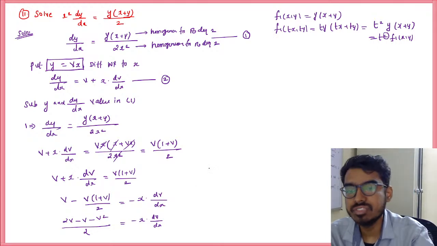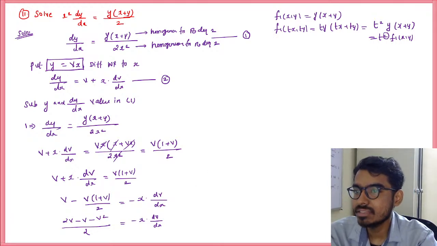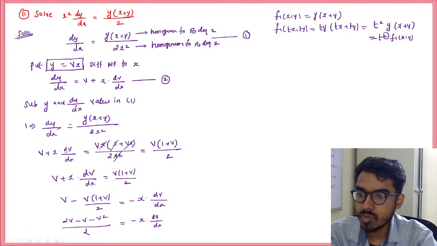So you just have to check whether dy by dx is equal to f1 of x comma y by f2 of x comma y, and you see whether both are homogeneous functions of same degree. If yes, you can make use of substitution, put y is equal to vx, and then go for it, right? So move on to the next problem.